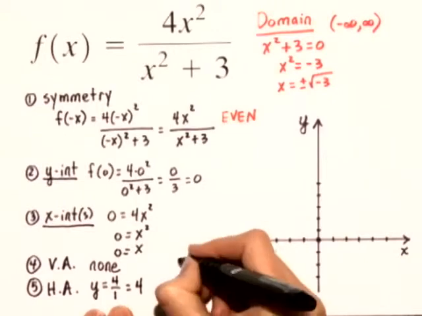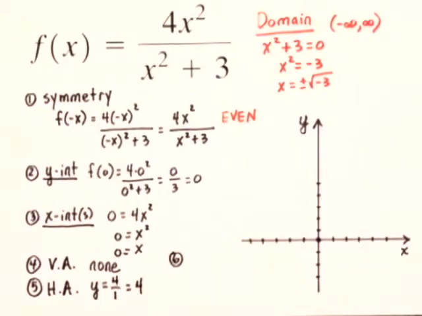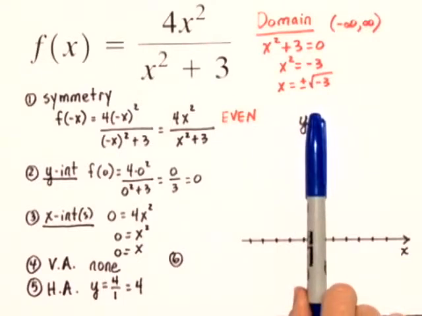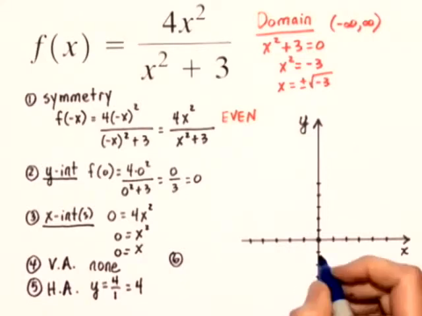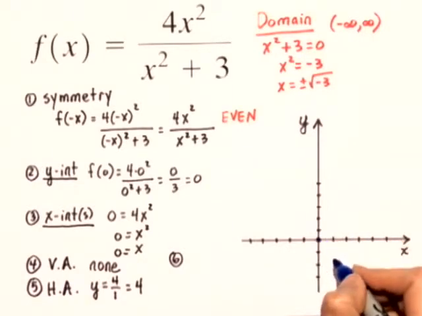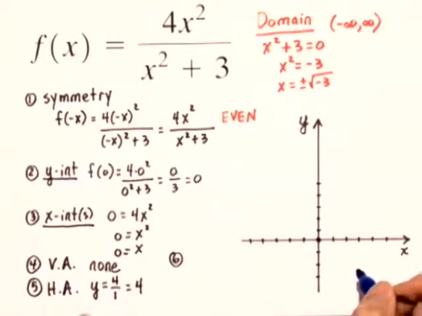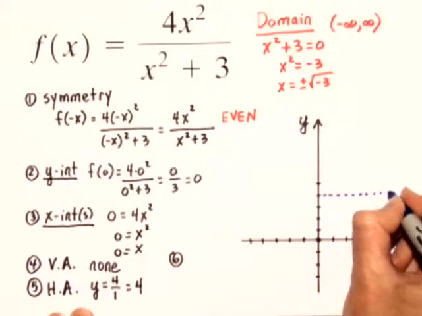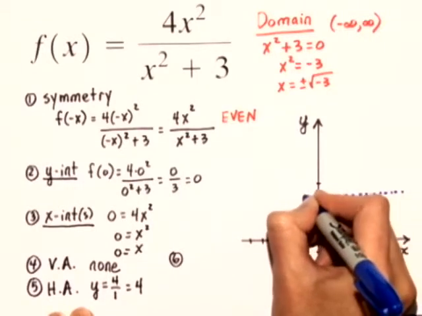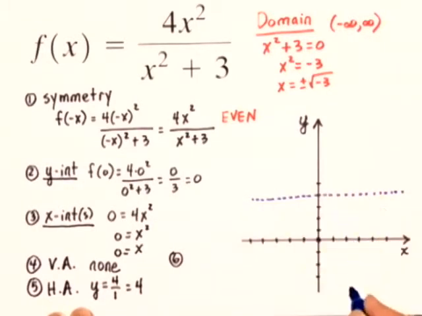Before I go on into number 6, I'm going to plot the pertinent information to help me choose a few more points. We know we do have symmetry. We know that this graph is going to be symmetric with respect to the y-axis. So we really don't need to pick quite as many points in number 6. We have already plotted our x and y intercept. We do not have a vertical asymptote, but we do have a horizontal asymptote. It's the line y equals 4. So it just crosses through 4 on the y-axis. Now, we're ready to pick some points.